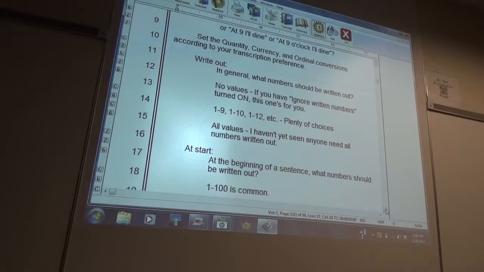Okay, and here it's talking about when you write out certain numbers in general, which numbers should be written out. If you have "no values, ignore written numbers" turned on, then this whole section is for you. 1 through 9, 1 through 10, 1 through 12, etc. There's plenty of choice. You can choose whatever you want.